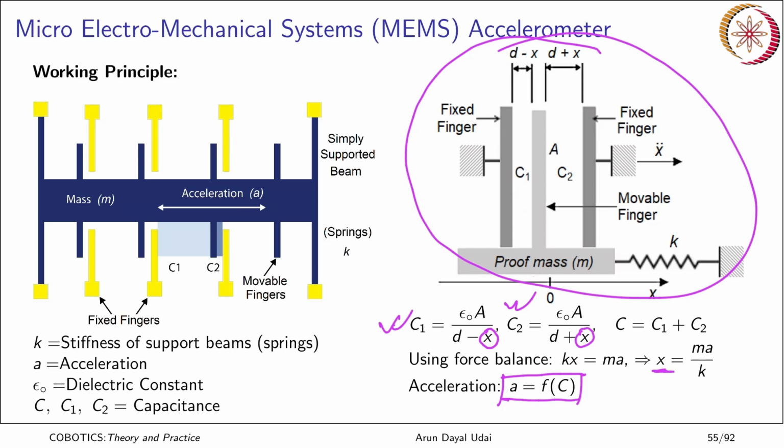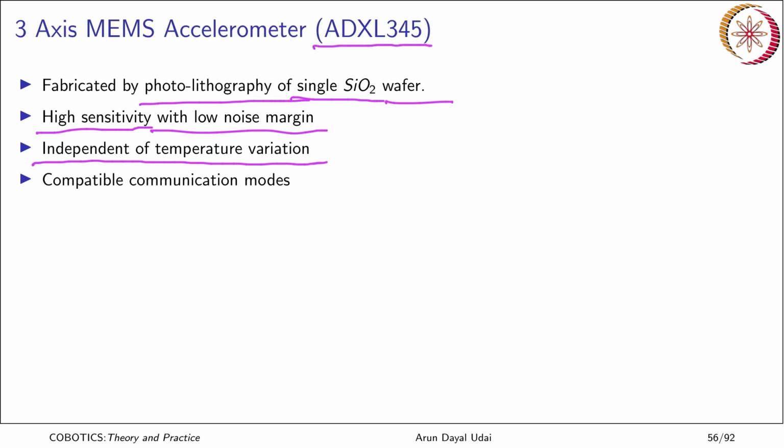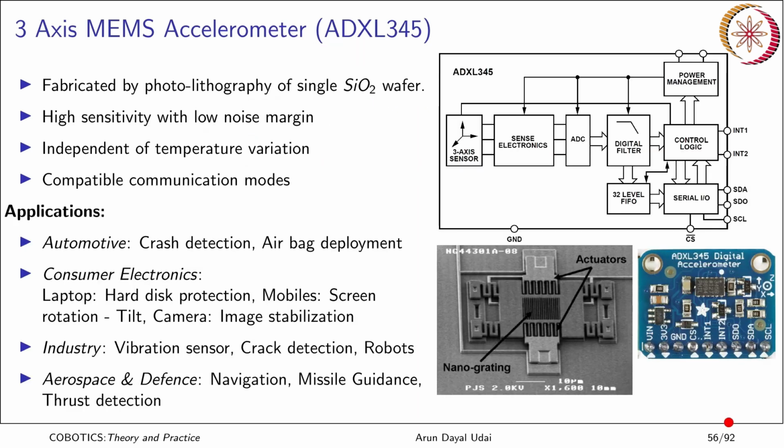So the whole of this becomes a sensor. Effectively, what is it sensing? Acceleration. The whole of this is fabricated by photolithography on a single SiO2 wafer, a silicon oxide wafer. It is very sensitive with a low noise margin. It is independent of temperature variation because the whole of the circuit is embedded within a chip known as a MEMS chip, an accelerometer. A common one is the ADXL345.